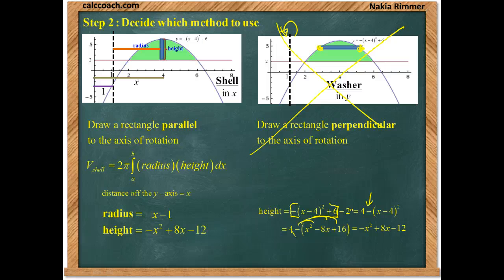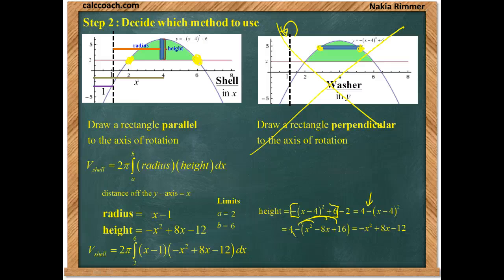So we have our radius, we have our height. We just need the limits of integration, and we're good to go. Where does this thing start? Well, it starts on the left here at x equals 2. It's done on the right here at x equals 6. So we have the setup: 2 pi times the integral from 2 to 6. The radius of x minus 1 times the height of negative x squared plus 8x minus 12. That'll give us our volume.